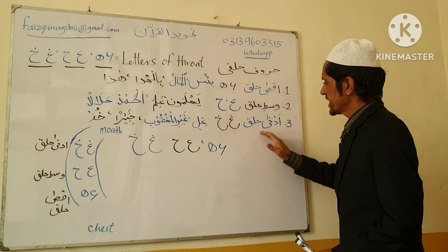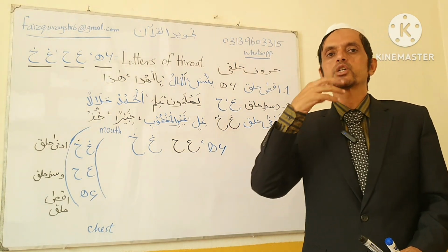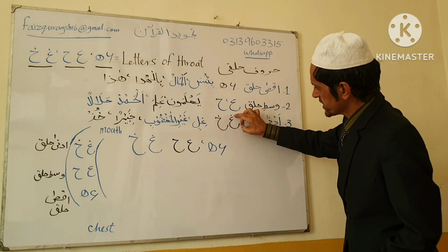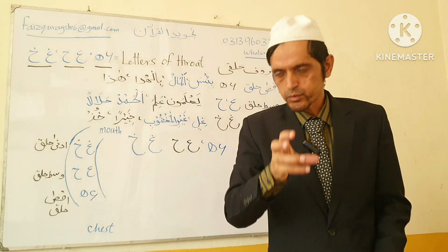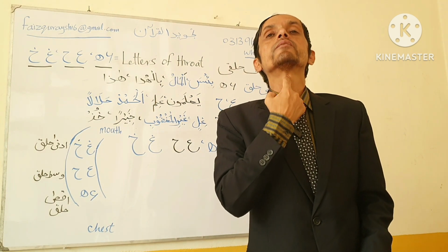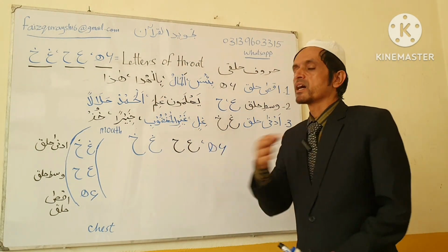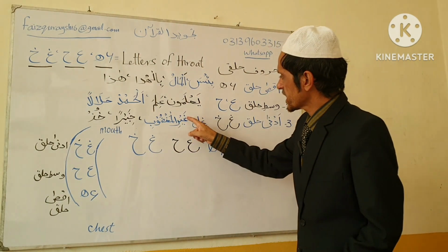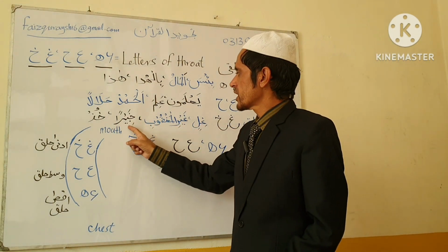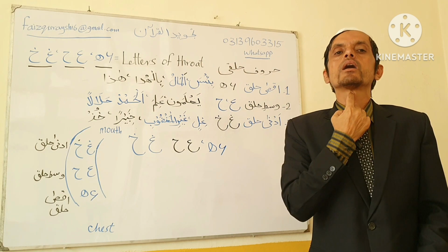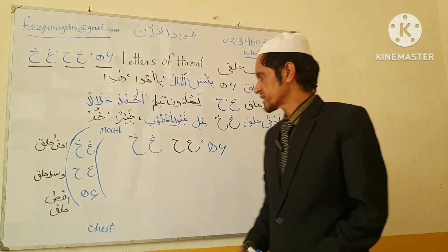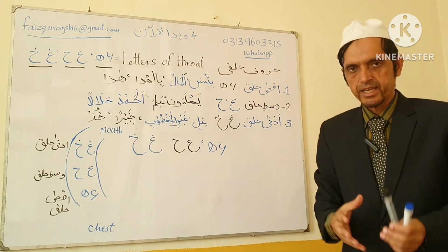And number 3, Adnaya Halq. This is the side of your throat toward your mouth. Like this, Ghain, Kha. And there are dots on these letters. Examples are Ghillin, Ghain. Ghayril Maghdubi. And Khabira, Kha. Khudh min sadaqatin. So these were Hurufi Halqi.